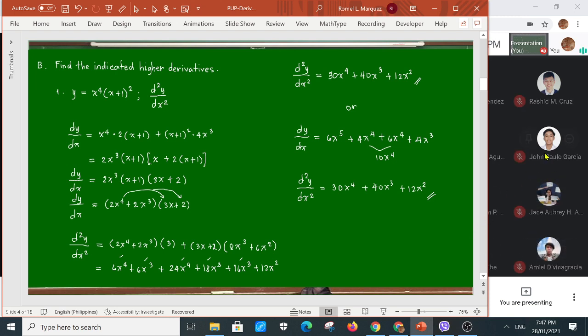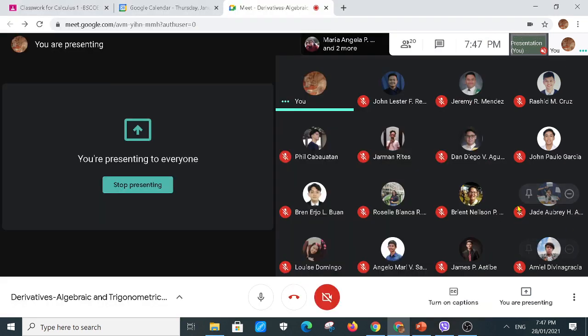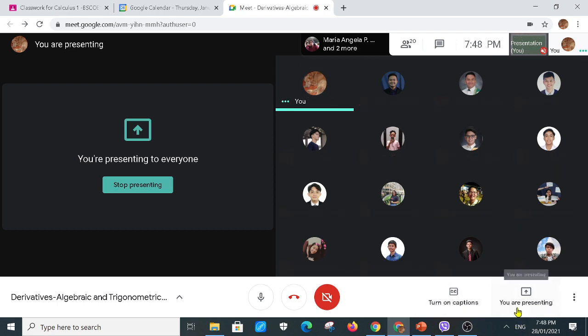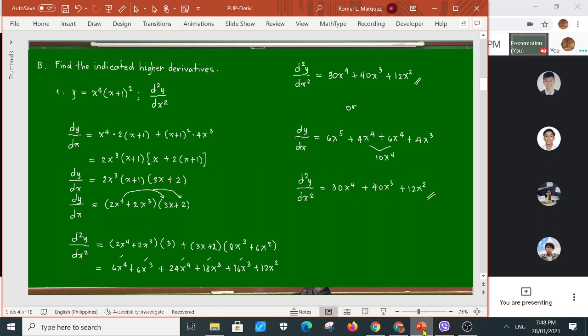Okay ba, John Paulo? John Paulo is smiling. Rashid Cruz. The others I can't see. Some of the pictures are frowning. Some are smiling. Bren Erjo. Rosel Bianca is laughing. Smiling widely. Luis Domingo, wearing a pink flower. So cute. Okay guys?